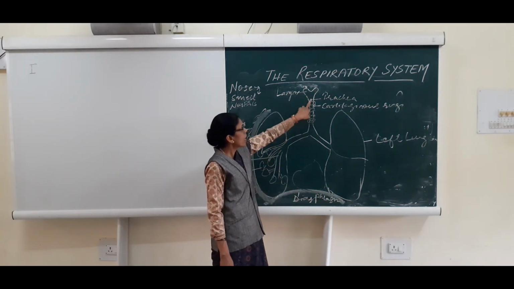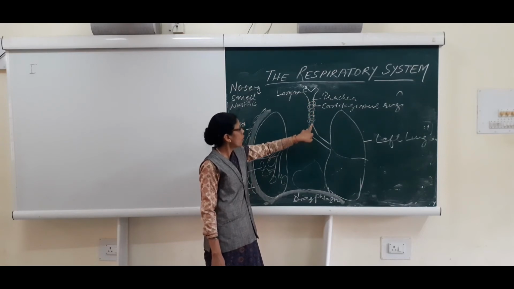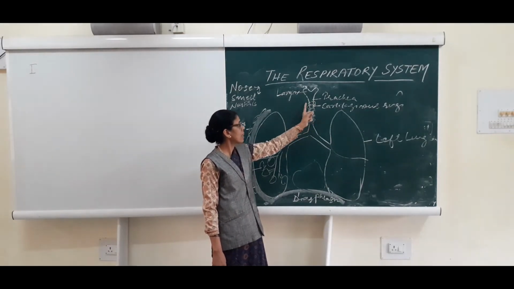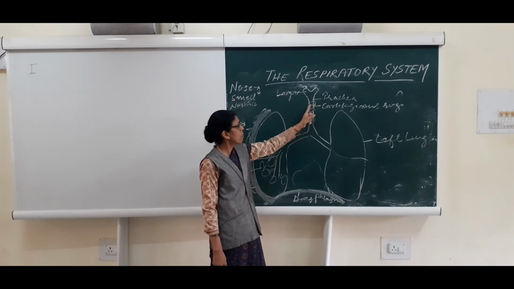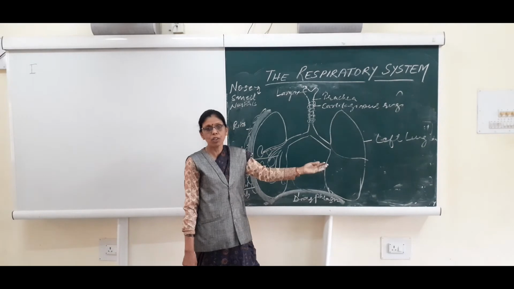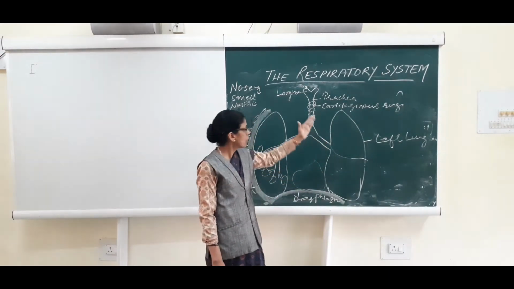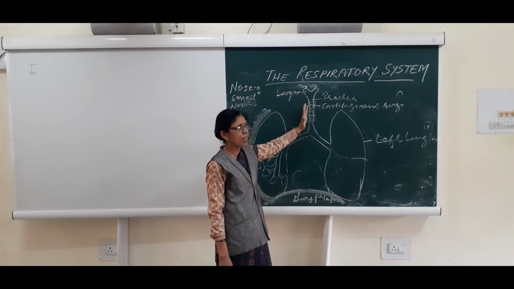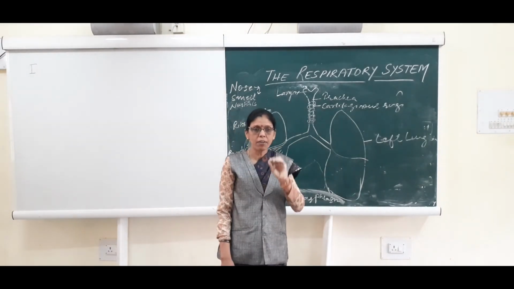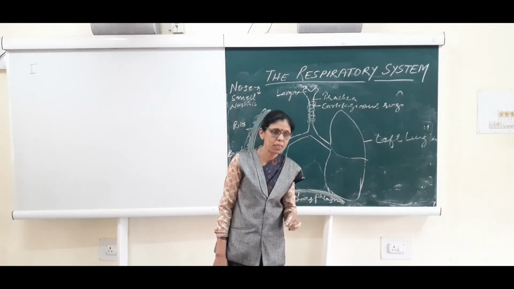Then trachea, it is a long tube-like structure. This trachea is supported by cartilaginous rings. These rings end at the back of the tube-like structure. Function of these cartilaginous rings is to prevent trachea from collapsing.